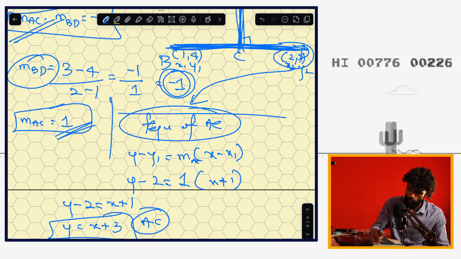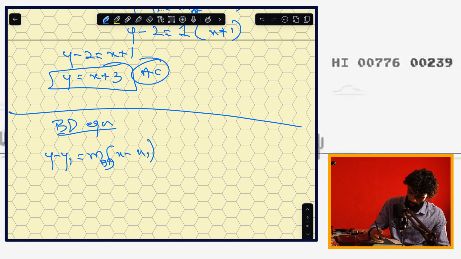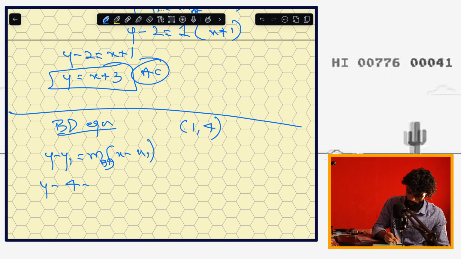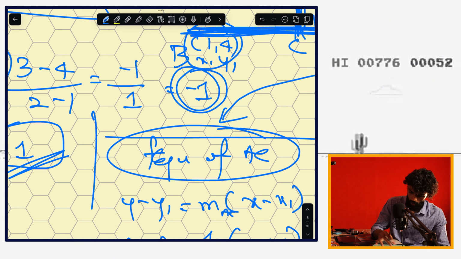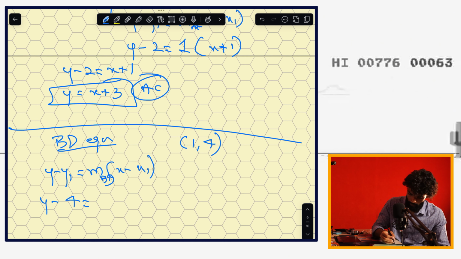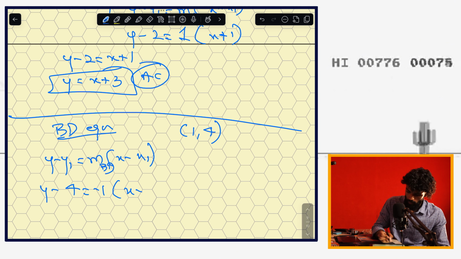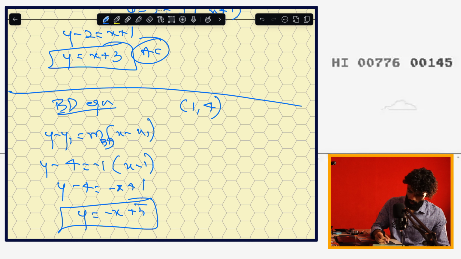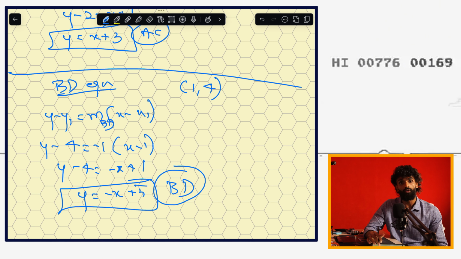So in that BD, choose one of the points. I'll choose (1, 4). Can you choose the other one? Yes, your wish. So it becomes y minus 4 equals m of BD's value here, which was minus 1. Perfect, I copied that properly. Minus 1 into (x minus 1). We'll simplify this. y minus 4 equals minus x plus 1. The answer is y equals minus x plus 5. I have two equations, one of BD and one of AC. I'll have to solve both of them simultaneously in order to get my answer.